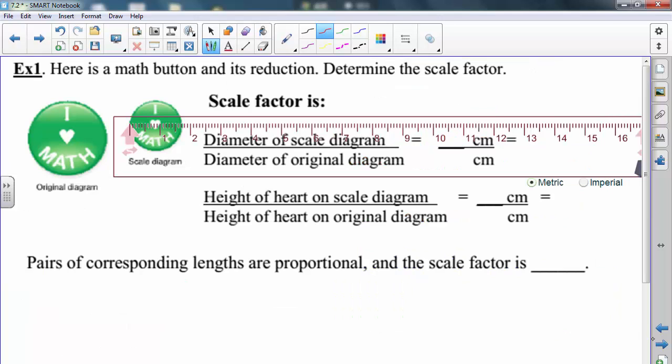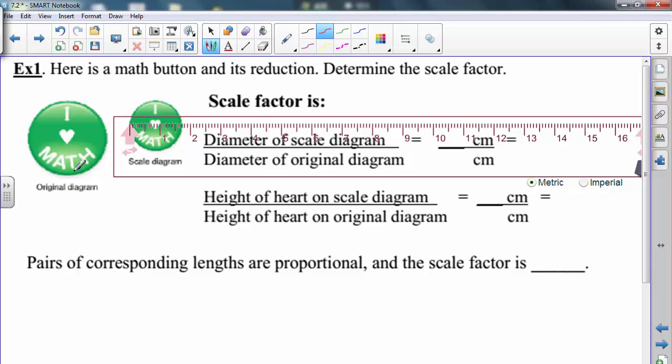Example 1. Here is an I love math button and its reduction. Determine the scale factor. Let's find the scale factor by looking for the diameter on the scale diagram and the diameter on the original diagram. Since these two diameters are not given in the question, I will use a ruler to measure how long the diameter is in both of these two diagrams myself.